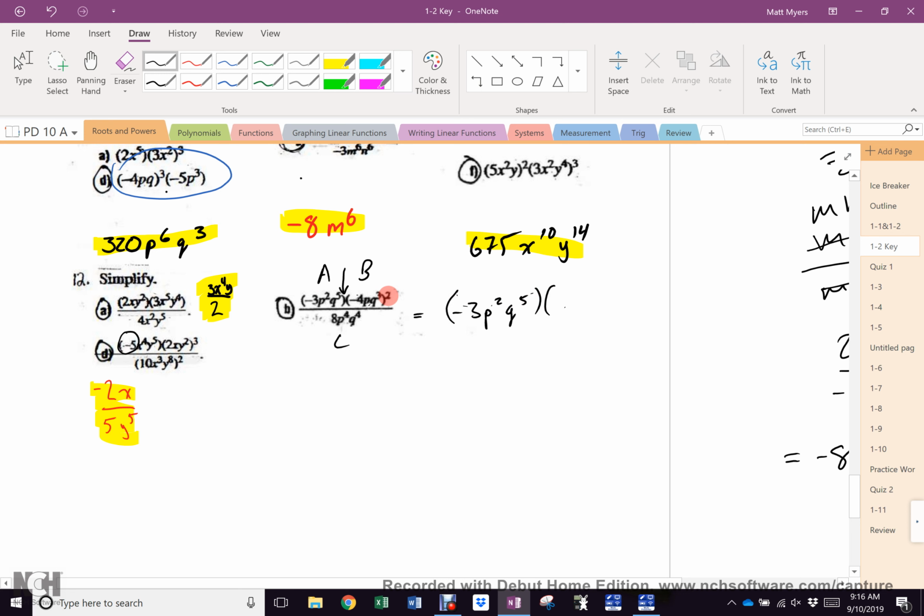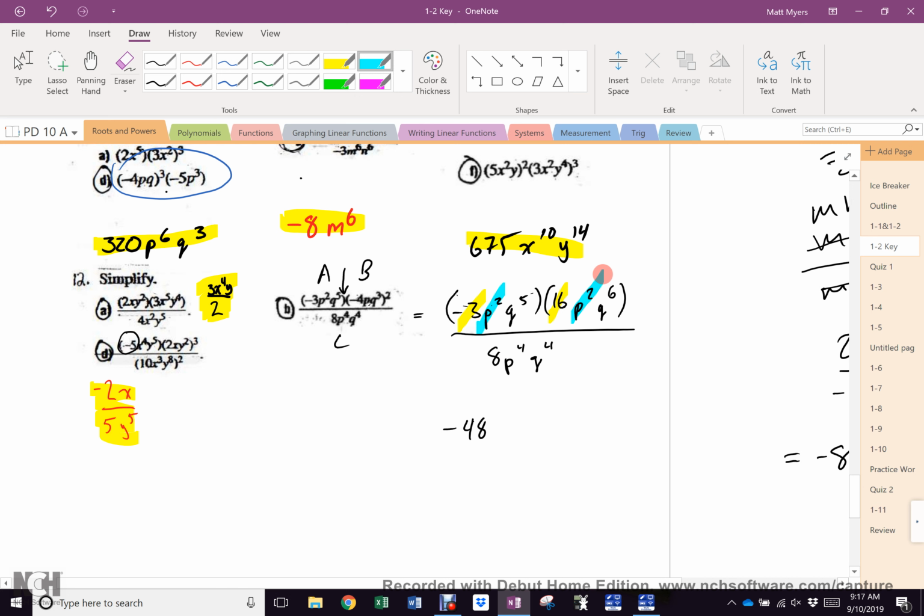Now, what has happened to B? That becomes positive 16. Why? Because -4 times -4 is positive 16. What happens to the P? P squared. What happens to the Q? Q to the 6th over 8p to the 4th, q to the 4th. Now does it look exactly like the previous 3? And we know what to do. Numbers with numbers. What's 3 times 16? -48.